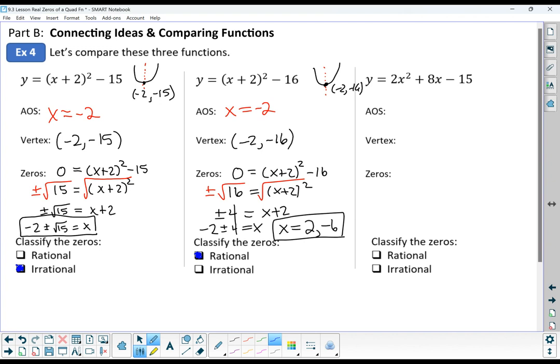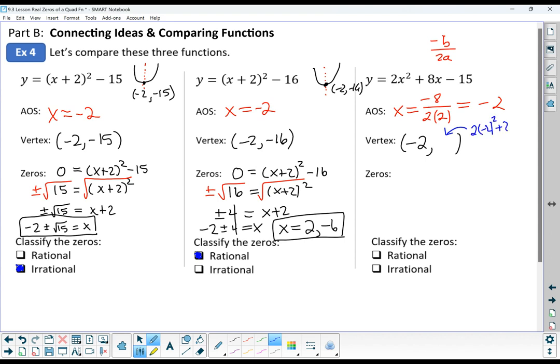All right, so this last one is in standard form. So for the axis of symmetry, we're going to have to use our axis of symmetry equation to calculate it. The axis of symmetry is opposite of b divided by 2a. So it's this. And what do you know? It's the same axis of symmetry. So all of these parabolas have the same axis of symmetry. Well, that means that the vertex is occurring at the x value -2, but we need to calculate the y value by subbing -2 in for x.